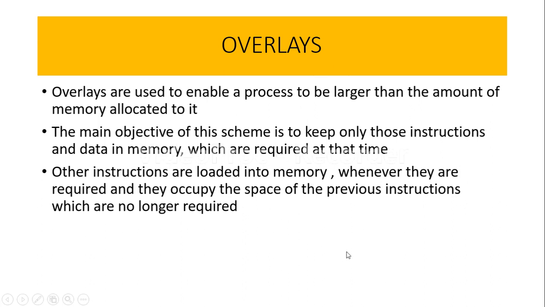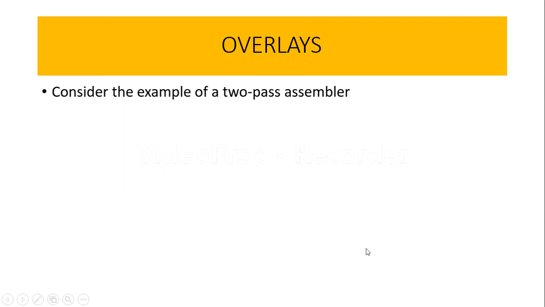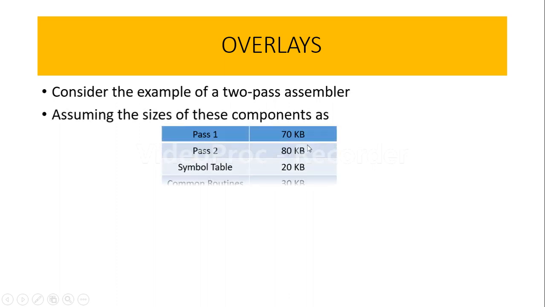So let us move to the example where I have considered the 2-pass assembler. In this 2-pass assembler I have taken certain components, and the size of each component is given in a table. The pass 1 size is 70 KB, pass 2 is 80 KB, symbol table is 20 KB, and common routines is 30 KB. The available memory space is 150 KB. So the total size of the 2-pass assembler is 200 KB, but the available memory size is 150 KB.